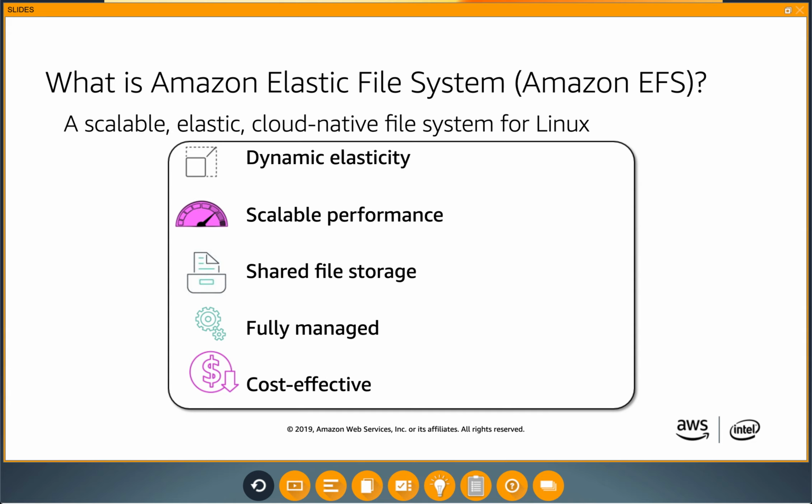What is Amazon EFS, or Elastic File System? Amazon EFS is a fully managed, scalable, elastic, cloud-native file system for Linux. EFS scales for you, so you don't have to worry about data limits or performance, making it easy to implement a shared file storage.